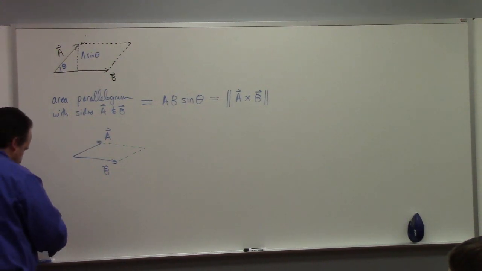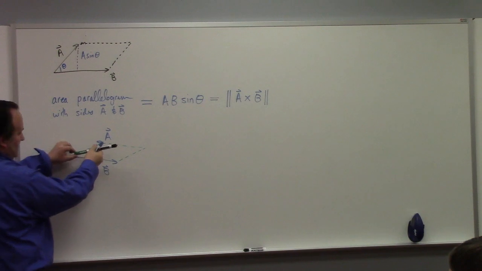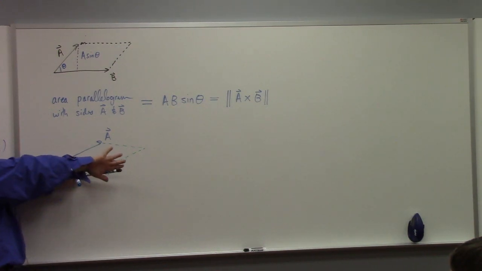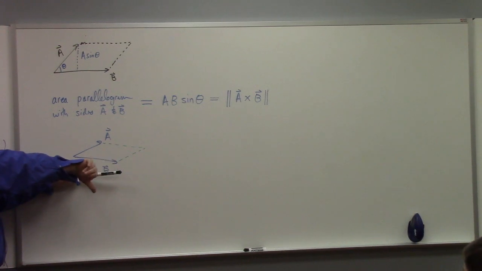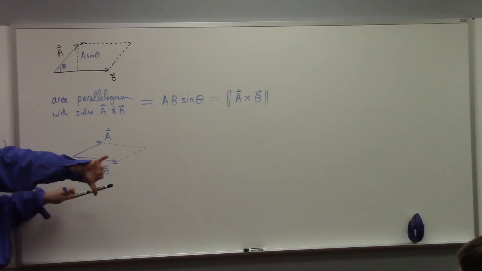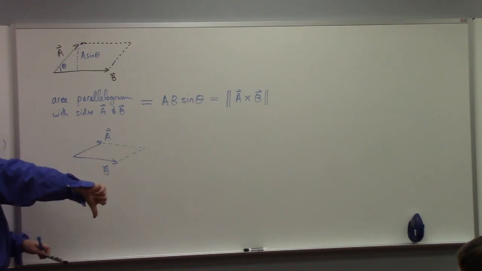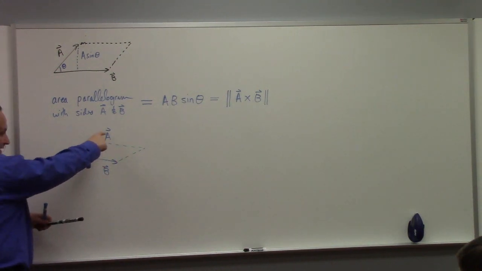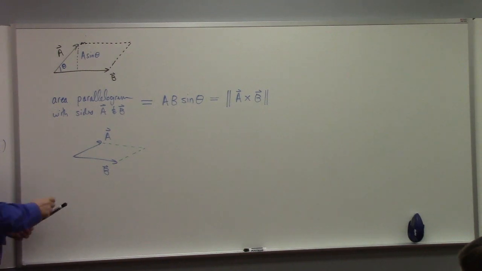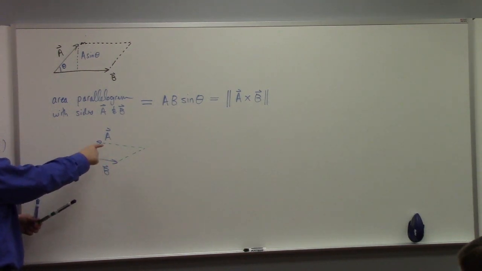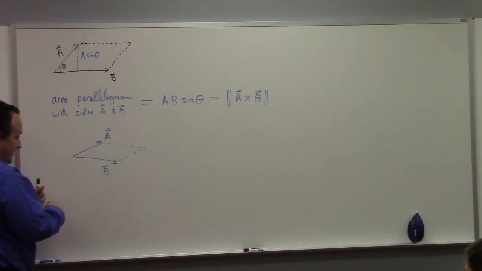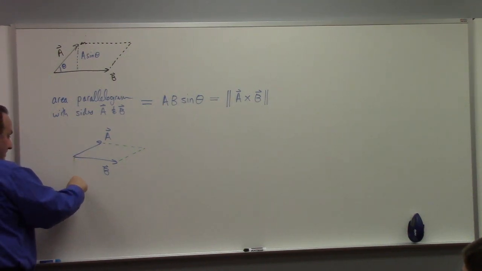So here's A. Let's say here's B, right? If I point my right hand in the direction of A to curl them into the direction of B, it forces me to put my hand this way. And my thumb then will point in the direction of the cross product. So with A and B so pictured, again, the understanding is B is coming out of the board, A is parallel to the plane of the board. The cross product of A and B points down like this.